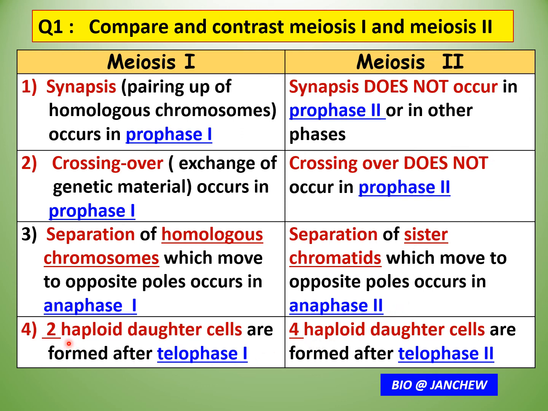Lastly, at the end of meiosis I, 2 haploid daughter cells are formed in telophase I, but in meiosis II, 4 haploid daughter cells are formed in telophase II.